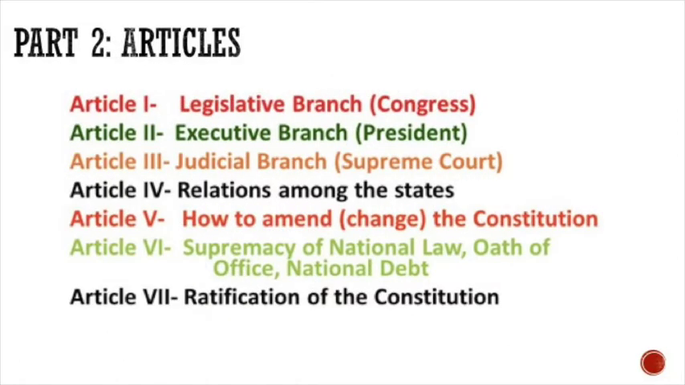After the preamble comes the articles. There's 7 of them, which are outlined here, and they basically say how the government will be run and how the Constitution can be changed.